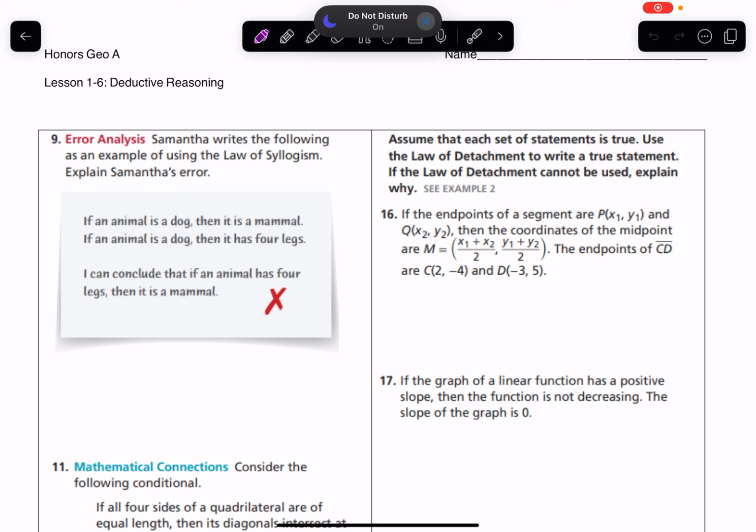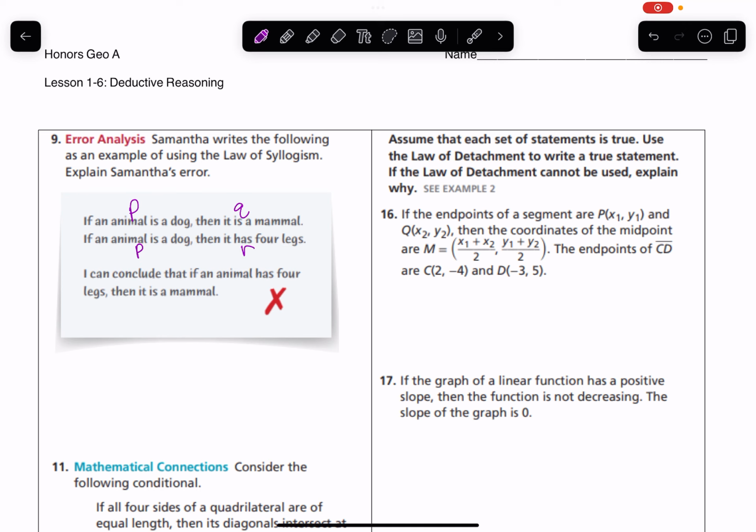Explain Samantha's error. If an animal is a dog, then it is a mammal. If an animal is a dog, then it has 4 legs. And Samantha concludes that if an animal has 4 legs, then it is a mammal. However, when we look at these two statements, we have a hypothesis. We'll go if P, leading to a conclusion, then Q. And then we have the same hypothesis, leading to a different conclusion.